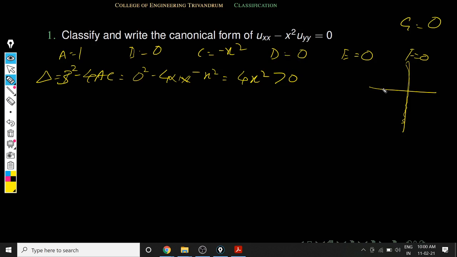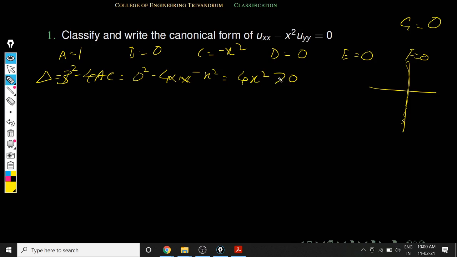On the y-axis, what happened? What is the nature of this PDE on the y-axis? Parabolic. Yes, on the y-axis, this PDE is parabolic. Anyway, we are going to find the canonical form of this PDE except on the y-axis, that is, when it is hyperbolic.